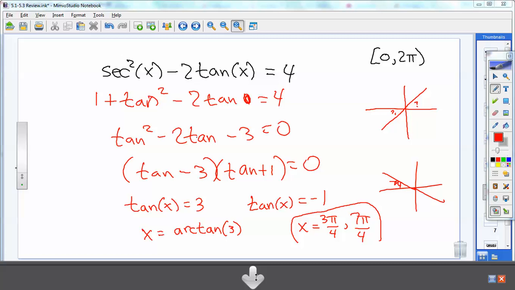How would we get the other one? 180 plus arc tan of 3, no, we're in radians. Arc tan of 3 plus pi. And we would just write arc tan 3 plus pi. We'll talk more about it when we get back.